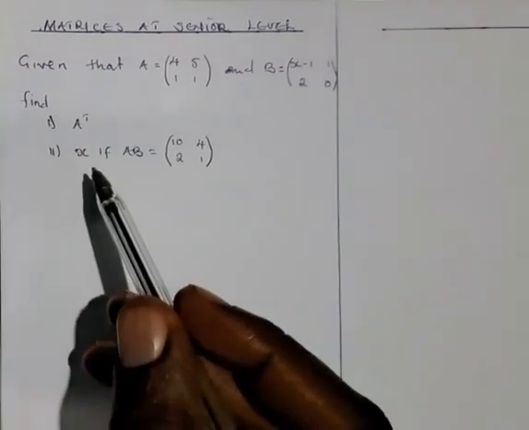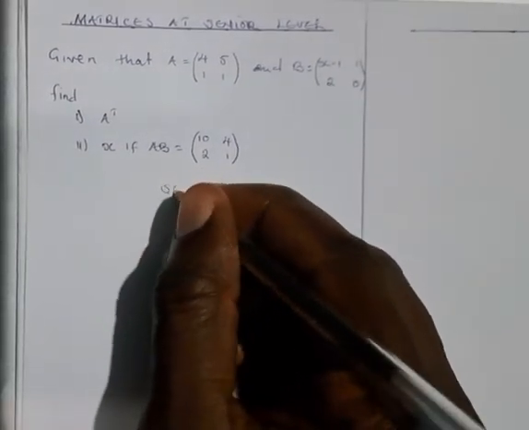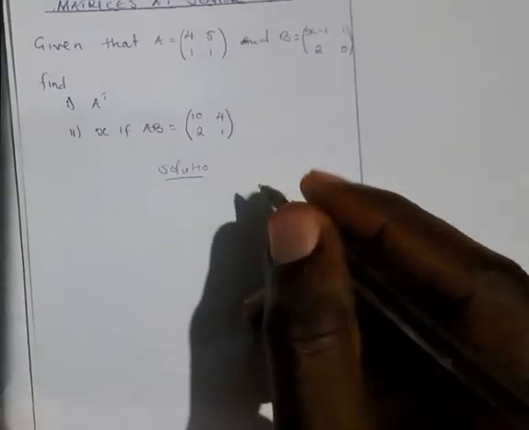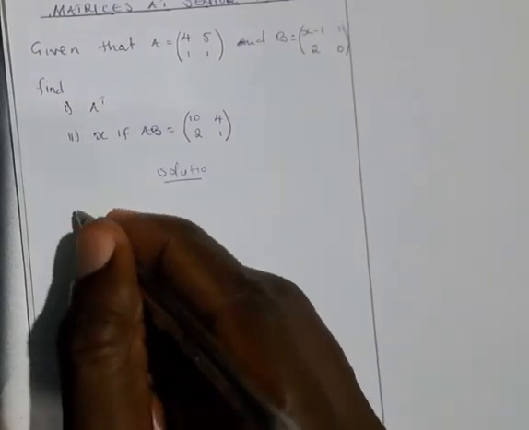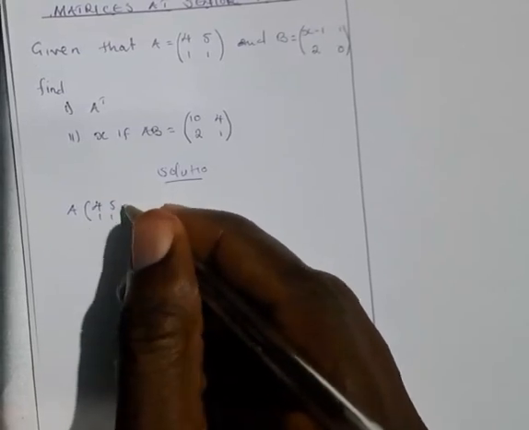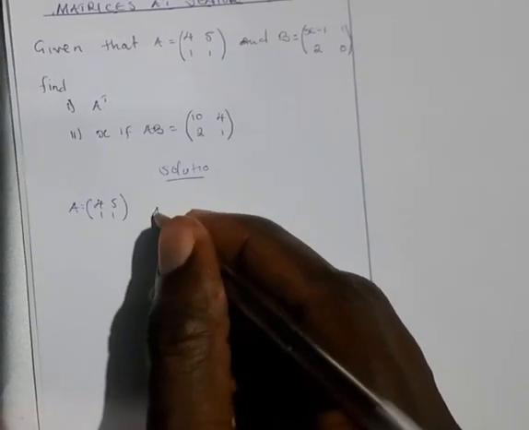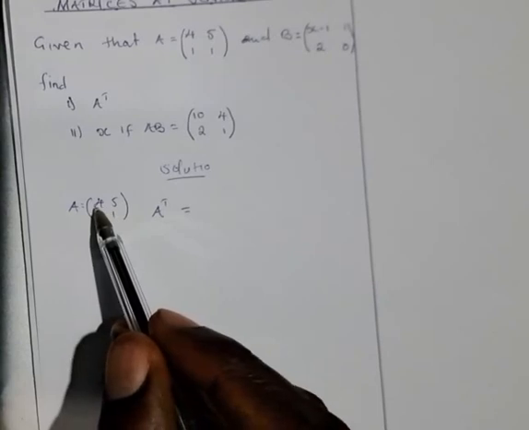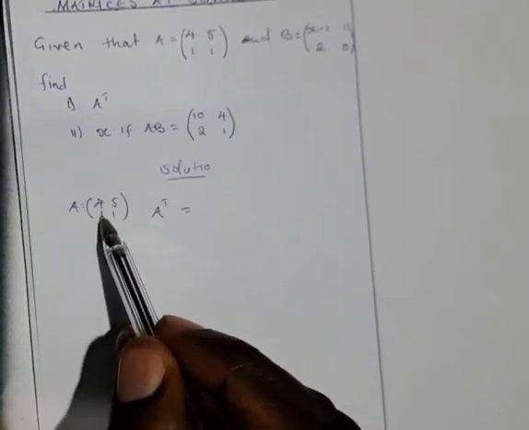For example, they're saying find the A transpose. First of all, matrix A. Let me write a little solution there. Solution. Then we have matrix A, which is 4, 5, 1, 1. So A transpose is equal to, if you look at the rows here, there was 4 and 5 in the first row, and then in the second row there was 1 and 1.